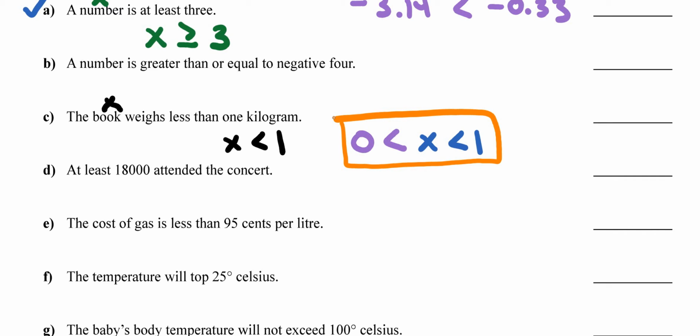So when we're greater than 0, we're stating that the weight cannot be negative. So that might be a better statement, but this statement here is also going to be acceptable there as well. Okay, let's move on to letter E.